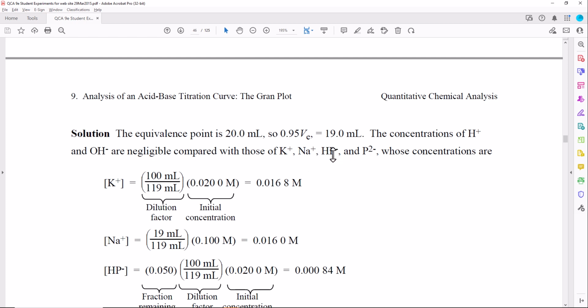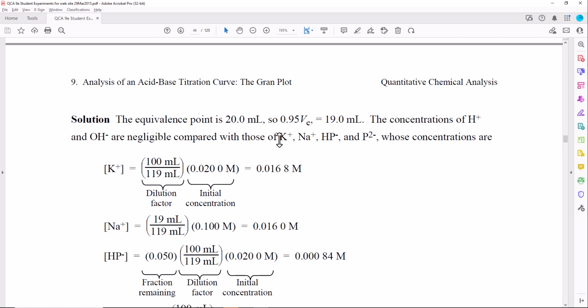We're transferring a proton from the Bronsted-Lowry acid to the Bronsted-Lowry base, hydroxide in this case, to make the conjugate base, P2 minus. So P2 minus is the conjugate base of hydrogen phthalate. So this means that the concentrations of these ions are higher and much more important than the concentration of H plus and OH minus in the solution. So when we calculate the ionic strength, which measures the total molarity of all the ions, we can ignore the H plus and the OH minus.